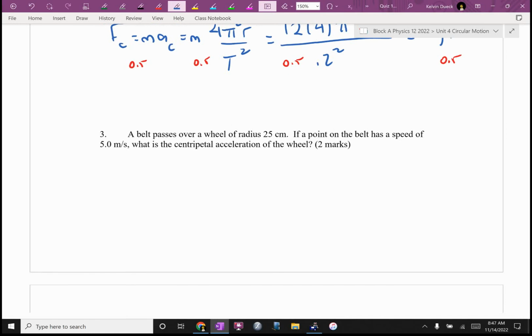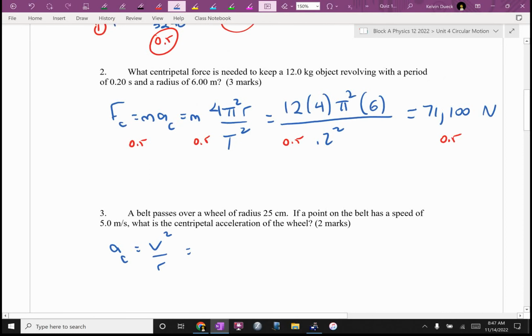Emilio, what's number 3 want me to find? So I went AC, centripetal acceleration. Am I going to use the one with the T or the one with the V in it? Oh, they gave me speed? So just V squared over R.